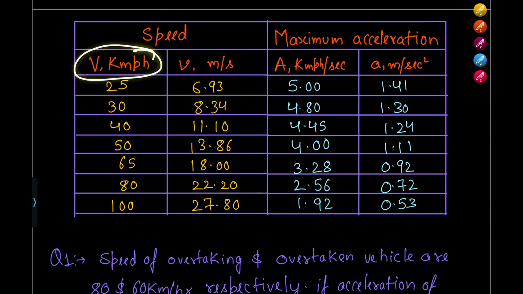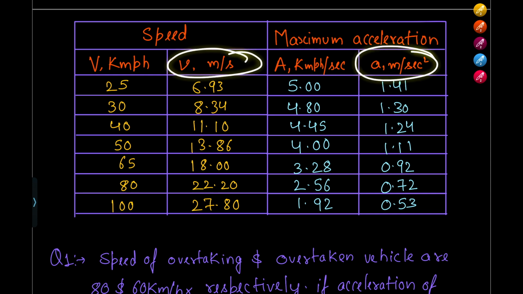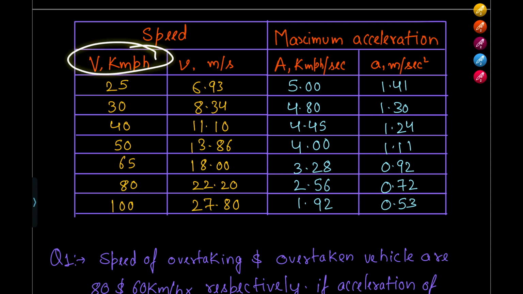Here speed is given in kilometer per hour. Here the speed is in meter per second. Acceleration is also given in two different units. One is kilometer per hour per second and next is meter per second square. When we use the speed in meter per second, we'll use the acceleration in meter per second square. And when vehicle velocity or speed is given in kilometer per hour, we'll use acceleration in kilometer per hour per second.